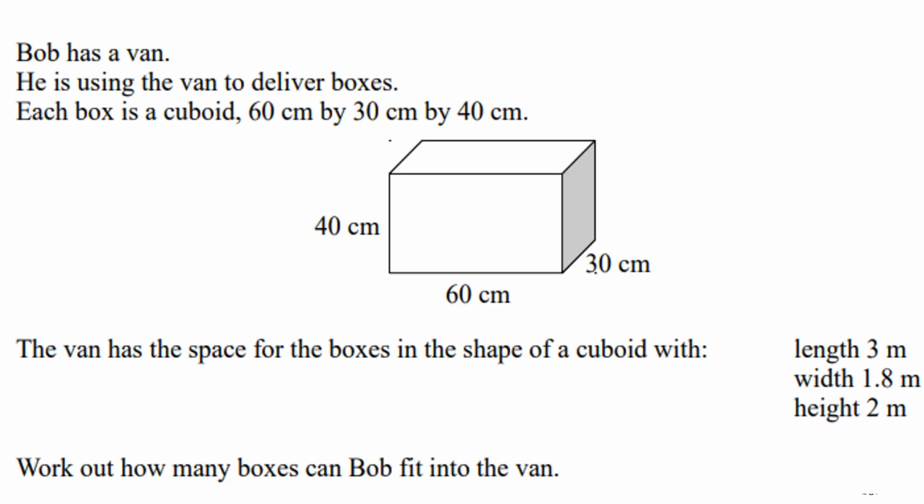This first one then, so Bob has got a van. He delivers boxes in his van. Each box that he delivers is 60 centimeters by 30 centimeters by 40 centimeters. The van has the space for boxes in the shape of a cuboid with a length of 3 meters, 1.8 meters and 2 meters. You need to work out how many boxes can fit into this van.